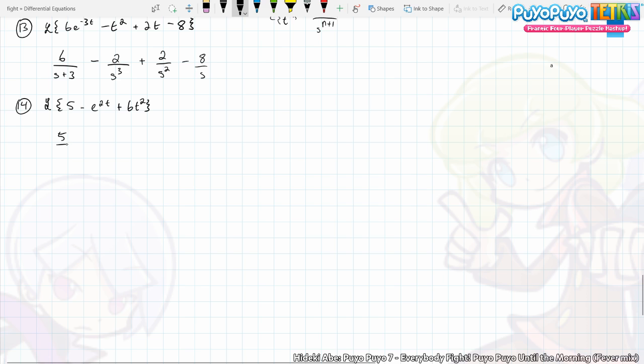Okay, so 5 over s minus... n factorial, 2 factorial is 2, so 6 times 2 is 12. 2 plus 1 is 3. s plus 3. s to the 3. Okay.